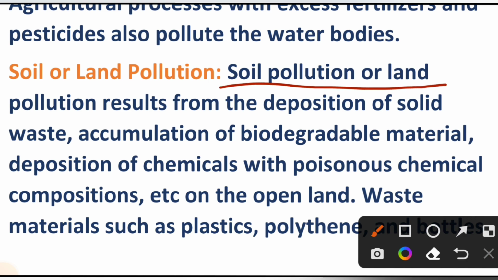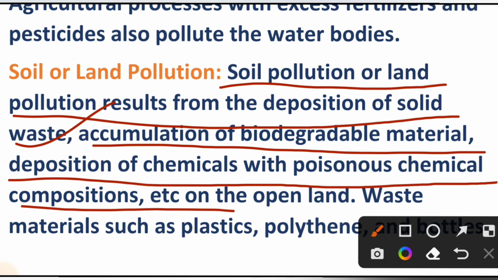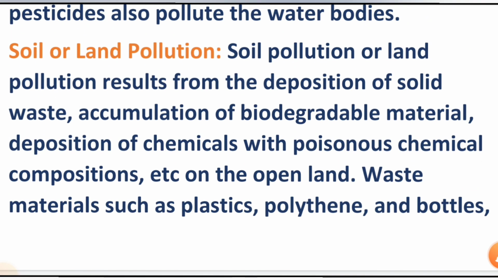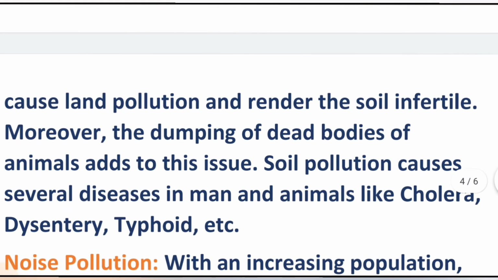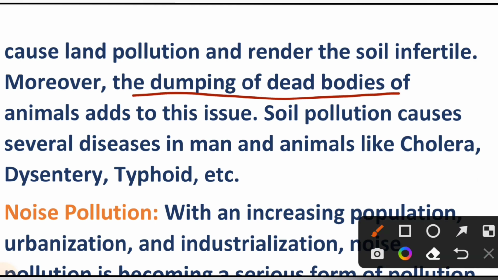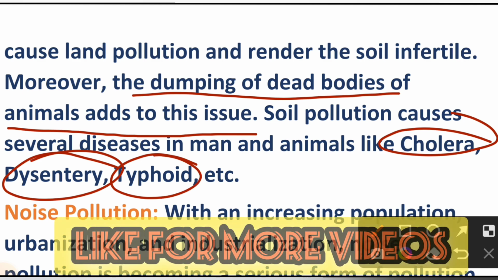Soil pollution or land pollution results from the deposition of solid waste, accumulation of biodegradable material, deposition of chemicals with poisonous chemical composition on the open land. Waste materials such as plastics, polythene and bottles cause land pollution and render the soil infertile. Moreover, the dumping of dead bodies of animals adds to this issue. Soil pollution causes several diseases in men and animals like cholera, dysentery, and typhoid, etc.